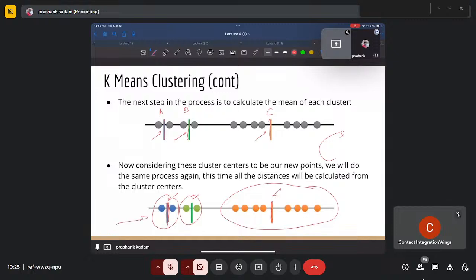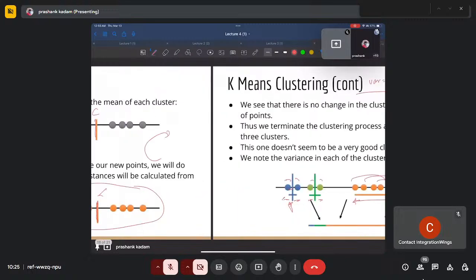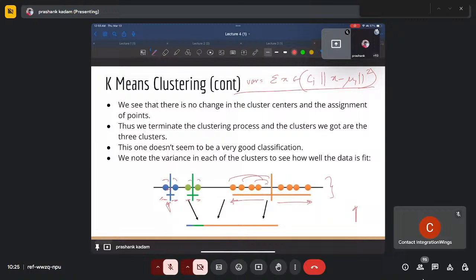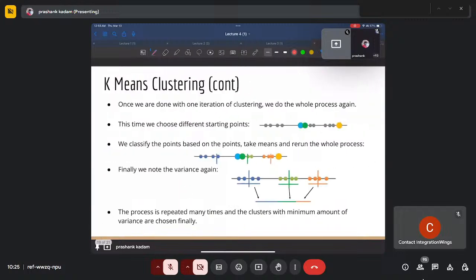We came up to centroids. It did not optimize any further. We stopped, we calculated the variance, we got a high value, we restarted the process.